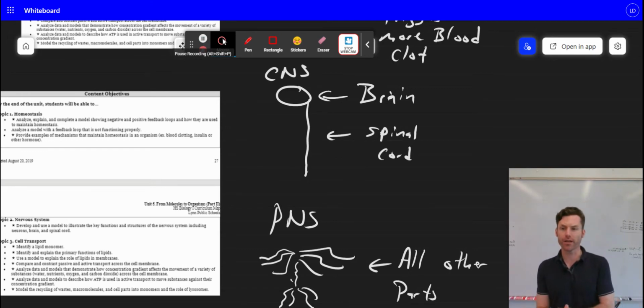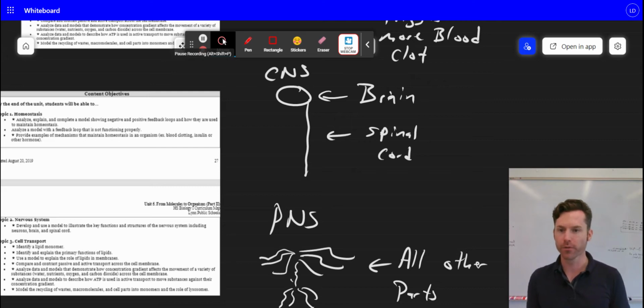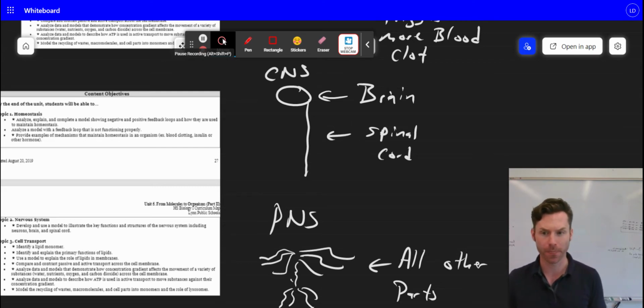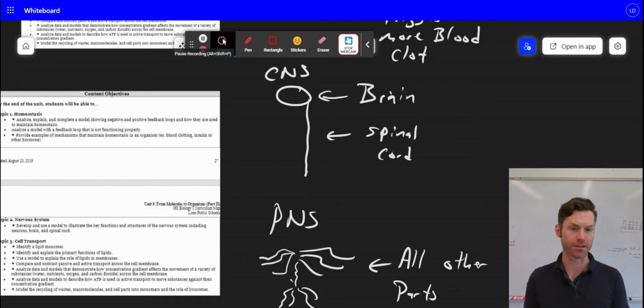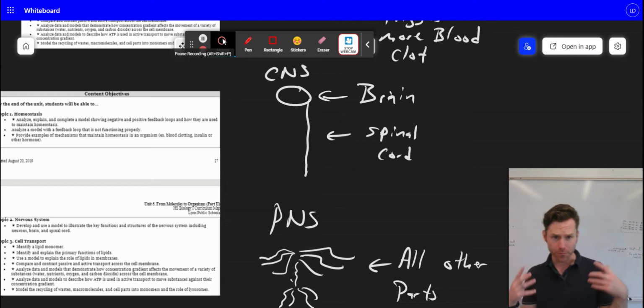Okay, so our next prompt that I want to look at here is develop and use a model to illustrate the key functions and structures of the nervous system, including neurons, brain, and spinal cord. Okay, so our nervous system is our body system that allows us to process the external environment and respond based on that process, right? And so we have two parts of our nervous system as advanced, evolved organisms.